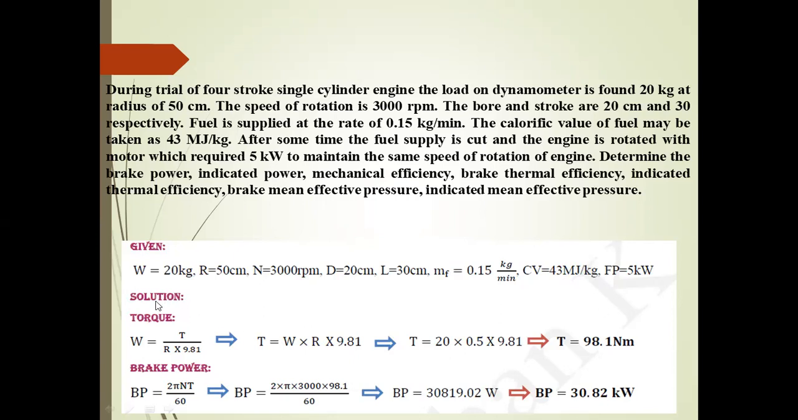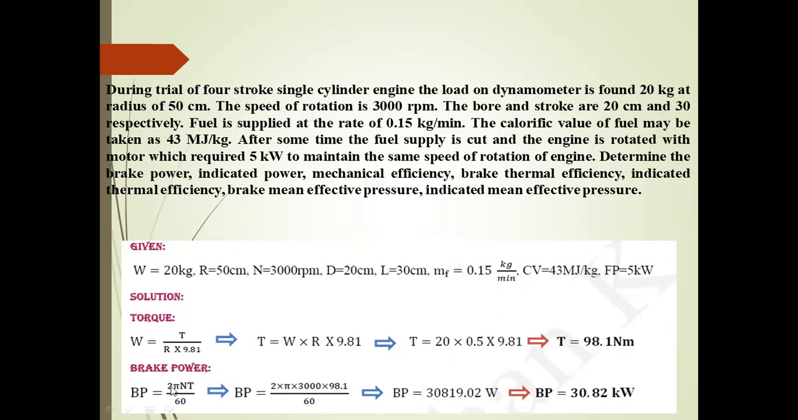So based upon this problem, first we should find the torque. Generally, the weight is equal to torque divided by R into 9.81. From here, the weight is 20 kg, and R, the radius of the drum, is 0.5. After that, 9.81. So finally we can find the torque value is 98.1 Newton meter.